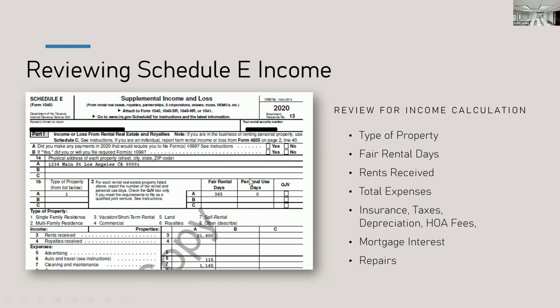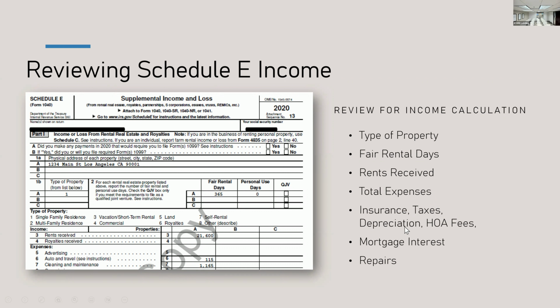I've seen it where it has personal use and fair market use. Maybe they lived there for 6 months as their primary, and then they rented it for 6 months. So you want to take a look at these sections here: type of property, your fair rental days, your rents received. This is what you're going to be reviewing for your income calculation. Your total expenses, and I'll show you guys the full sheet right now.